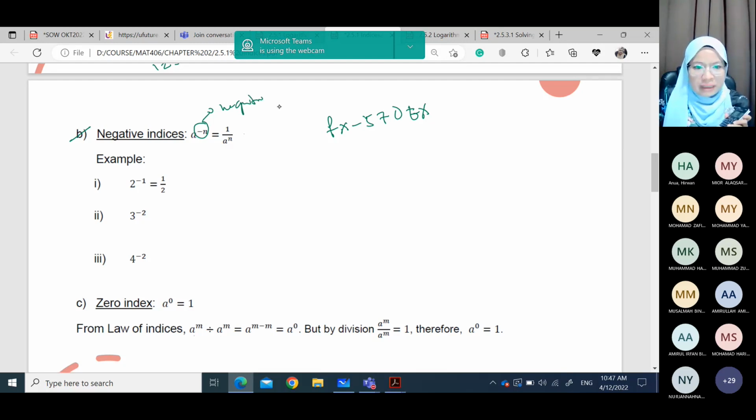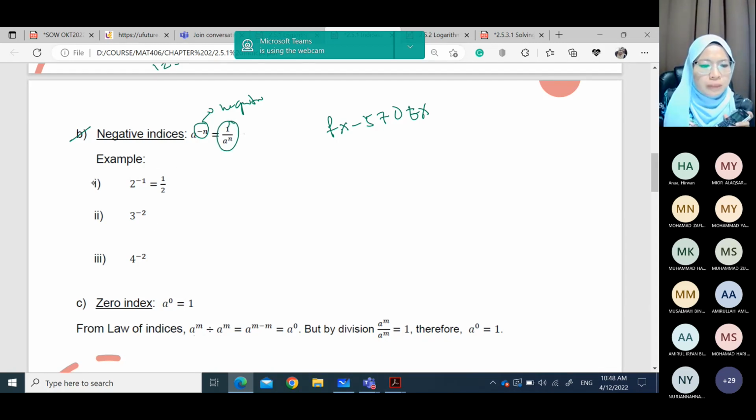Power negative. Okay, so untuk power negative, A to the power of negative n, it is equivalent with 1 over A to the power of n. So maksudnya A kuasa negatif n, ia adalah juga 1/A kuasa n. Okay, itu maksudnya. Alright, so bila yang melibatkan negatif n, dia adalah denominator. Ataupun yang melibatkan negatif index, dia adalah denominator.